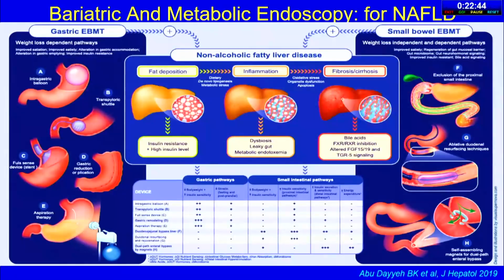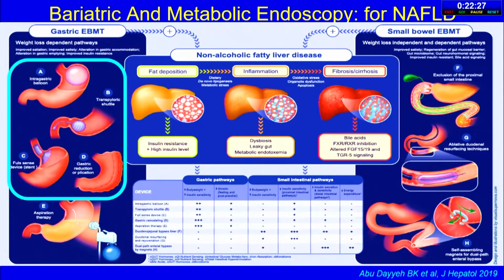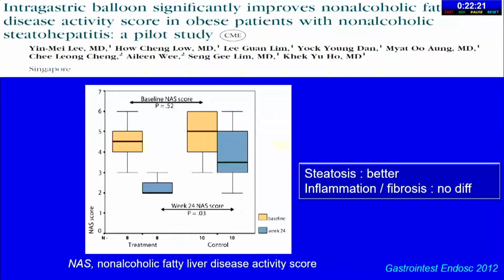If you look at this, it's a little complicated cartoon, but it shows that there are two areas. To produce restrictive effects, we have several endoscopic techniques, the majority of them to restrict the gastric volume. For metabolic, we have actions on the small bowel. So let's start with the gastric restrictive procedures.